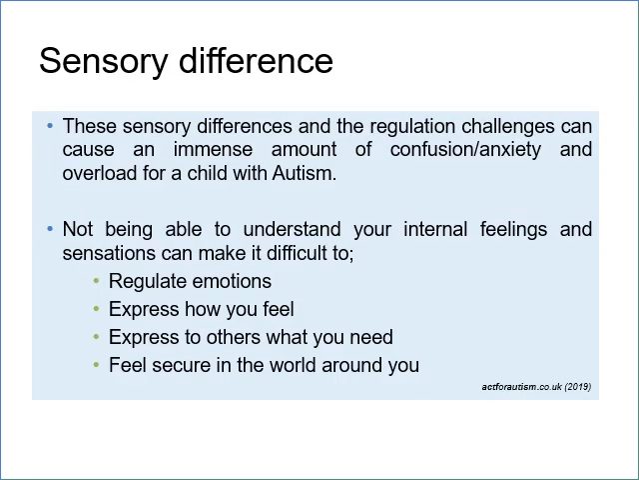These sensory differences and the regulation challenges can cause an immense amount of confusion, anxiety, and overload for a child with autism. Not being able to understand your internal feelings and sensations can make it difficult to regulate emotions, express how you feel, express to others what you need, and feel secure in the world around you.